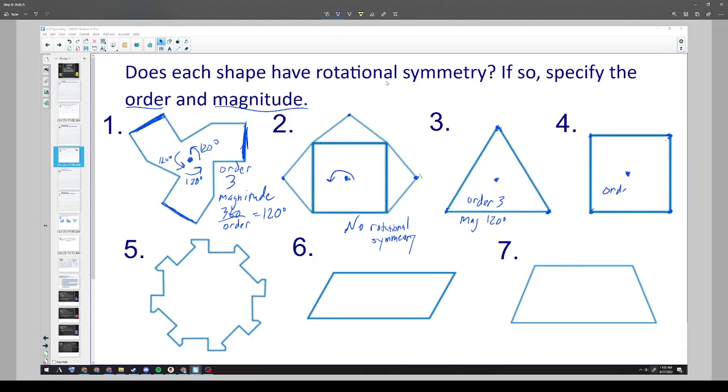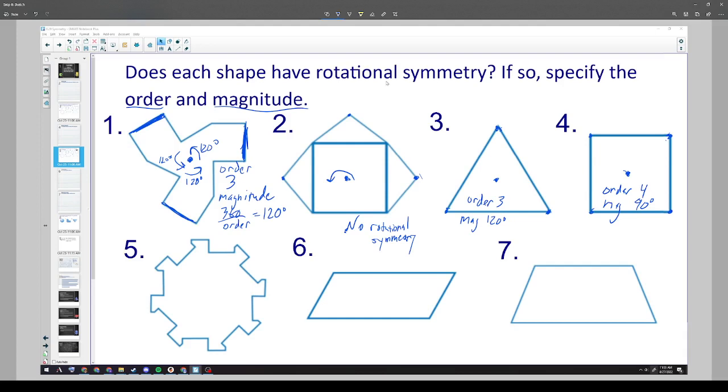So we have order of symmetry 4, and magnitude is going to be 360 divided by 4, and hopefully we know that's 90 degrees. So like a quarter turn, like we did rotations, 90 degrees goes from quadrant 1 to 2, 2 to 3, 3 to 4, and then we're back to where we started.